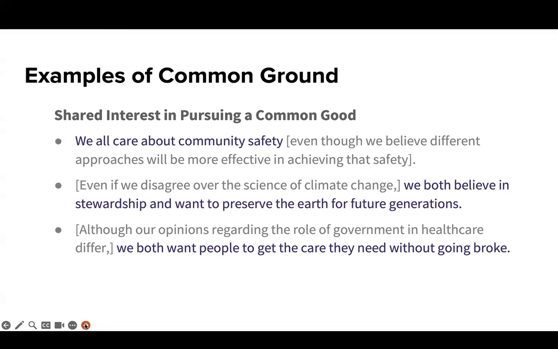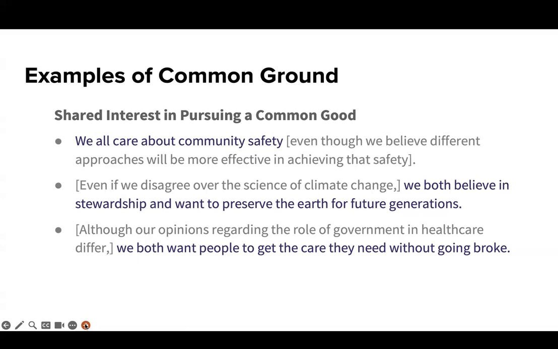In these statements, you'll see that admitting often opens doors to finding a common good. The first statement: we all care about community safety, and what's added in is even though we believe different approaches are effective in achieving that safety. Here, community safety is the common goal, okay? But the person is admitting that how approaches safety is up for discussion. So the door is open for consensus.